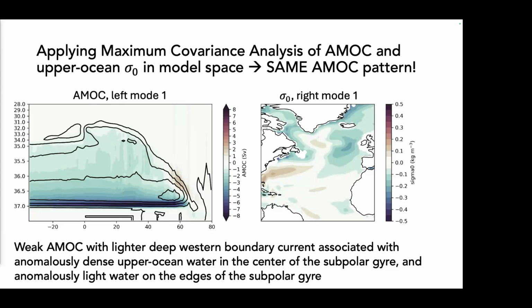So here was the cool thing I did that I wasn't expecting. Now this is doing the same analysis, but with upper 200 meter sigma 0. And I get an MCA pattern that looks still identical to the ones we've had before. But this is the pattern of density that pops out. And this is very much similar to that pattern we saw from the regression of cold bias in this region. And so what you see is that you have anomalously dense water just south of Greenland, anomalously fresh water around the periphery of the subpolar gyre. And this is associated with a weaker AMOC.